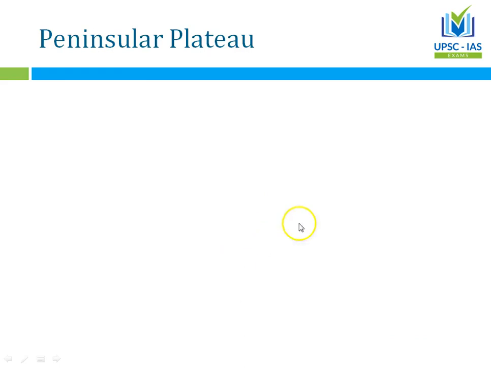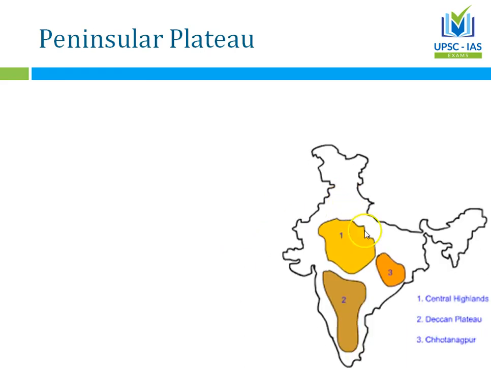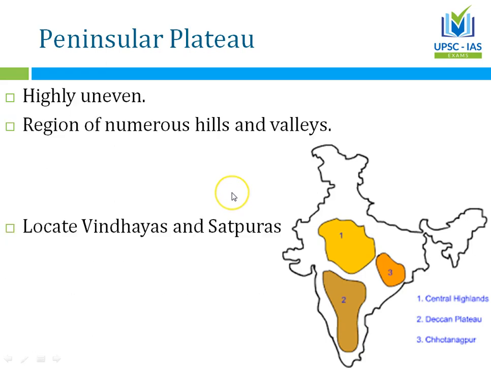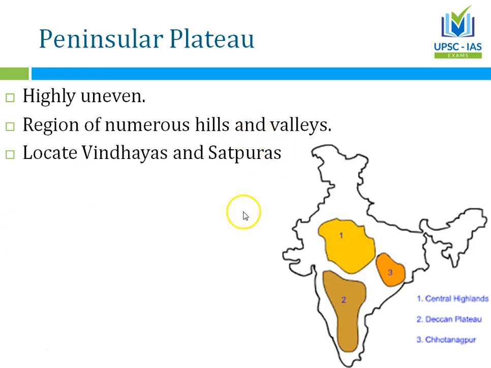The next part is the Peninsular Plateau, right? These are your three major plateaus here. This is the Chota Nagpur Plateau, this is the Deccan Plateau, and this one is your Central Highlands, and this number 2 is the Deccan Plateau. This part is highly uneven, a region of numerous hills and valleys. Do locate the Vindhyas and Satpura range, right? These are the two mountain ranges.